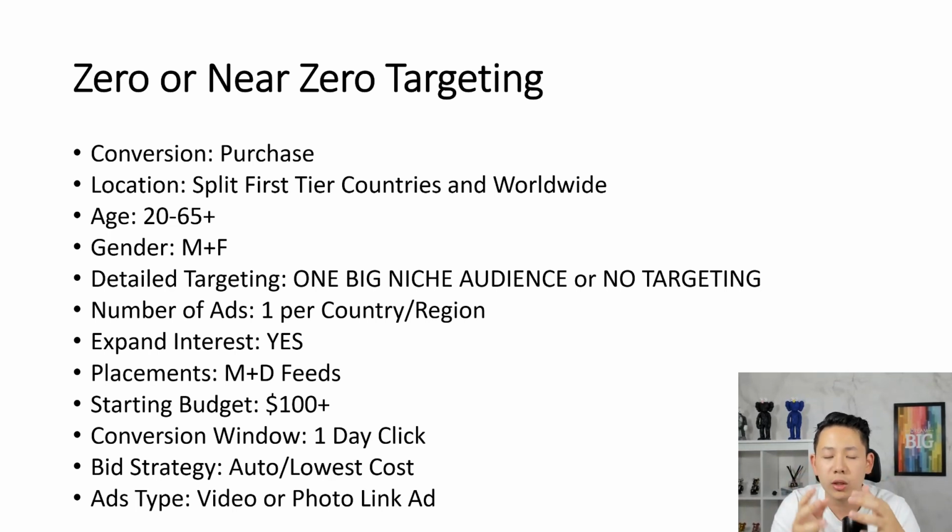The number of ads will be one per country or region. Expand interest, yes, because you want to encompass as many people as possible. The placement will be mobile and desktop feeds, and the starting budget you want to go at least $100. Because you're targeting basically the entire world or the entire country, and everyone in that country using Facebook, that's a really huge audience size. So you want to start off with a bigger budget to cover as many people as possible. Next up is basic stuff: one day click, auto lowest cost, and video or photo link ad.